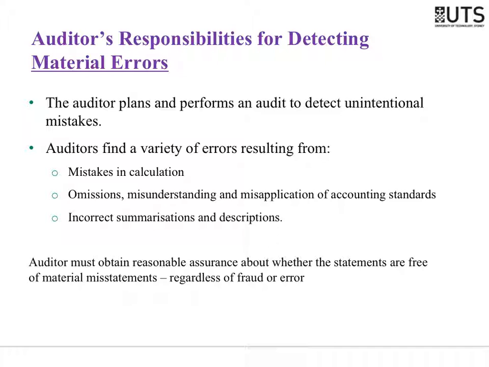Now, when it comes to material errors, remember error is, let me ask you, intentional or unintentional? Mistakes, okay? So where can errors come from? Well, they could be mistakes in calculations. They added things up incorrectly. They put a plus instead of a minus, or they added an extra 0 when they shouldn't have. Omissions, they forgot to include something. It could also be, by the way, duplications.